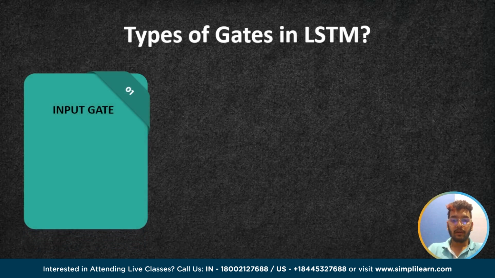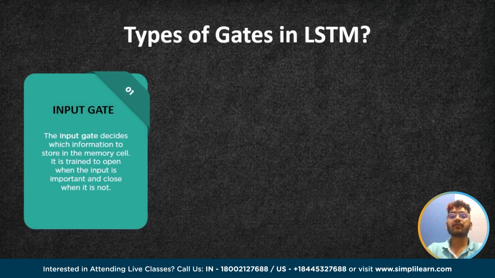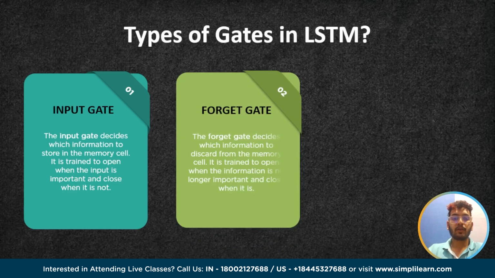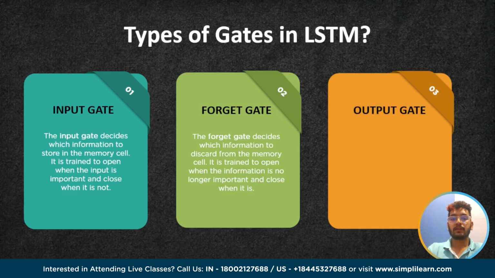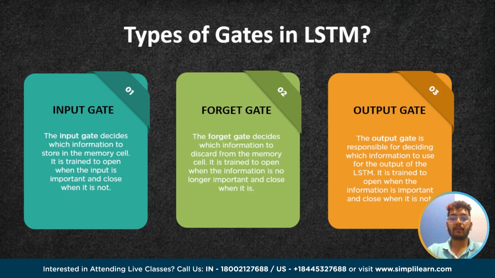So the input gate decides which information to store in the memory cell. It is trained to open when the input is important and close when it is not. The second one is the forget gate. The forget gate decides which information to discard from the memory cell. It is trained to open when the information is no longer important and close when it is. The third one is the output gate. The output gate is responsible for deciding which information to use for the output of the LSTM. It is trained to open when the information is important and close when it is not.